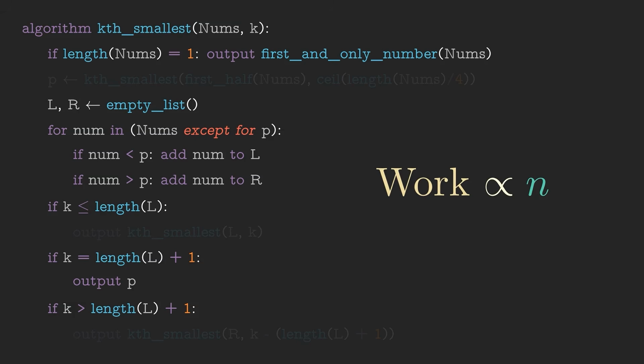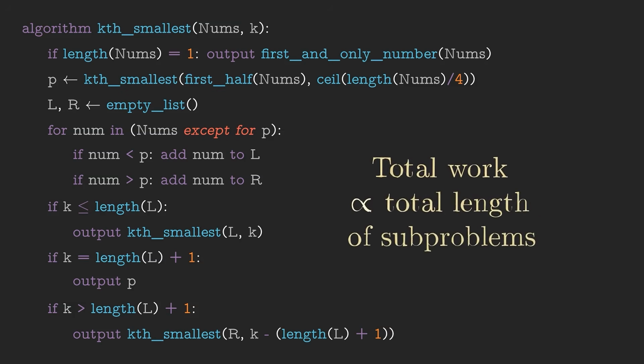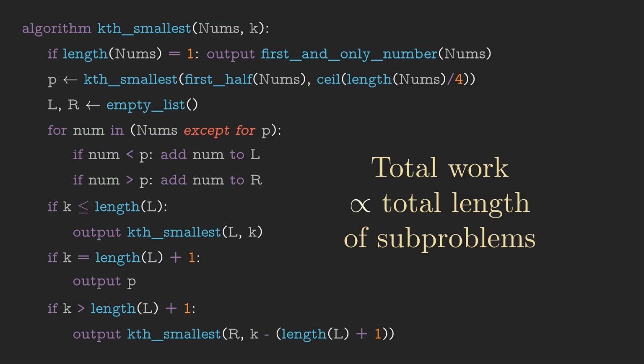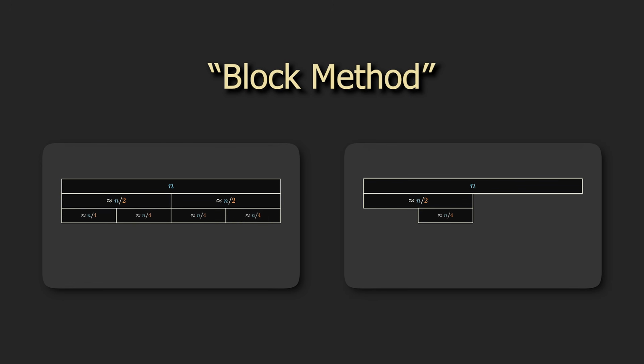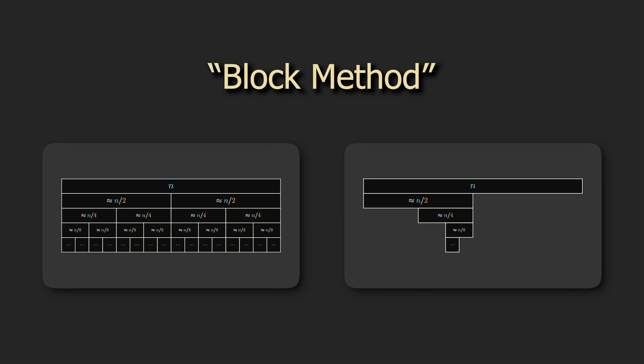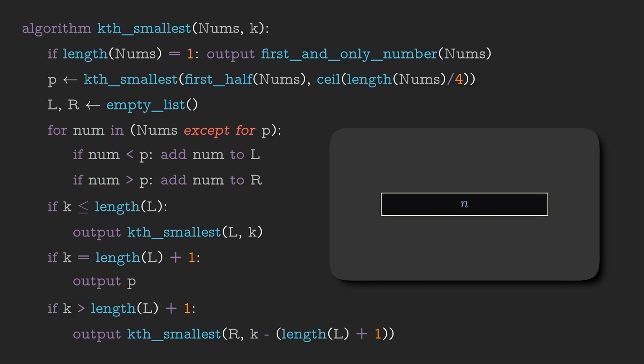So just like before, the total work done by the algorithm is proportional to the combined lengths of all subproblems produced during the recursive process. This means we can once again use our trusty block method to analyze how big the sizes of the subproblems are going to be at each step. As before, we'll represent the initial list with a block of size n.